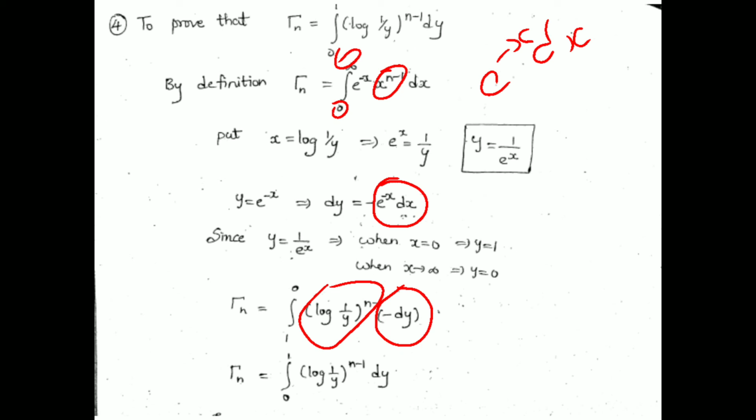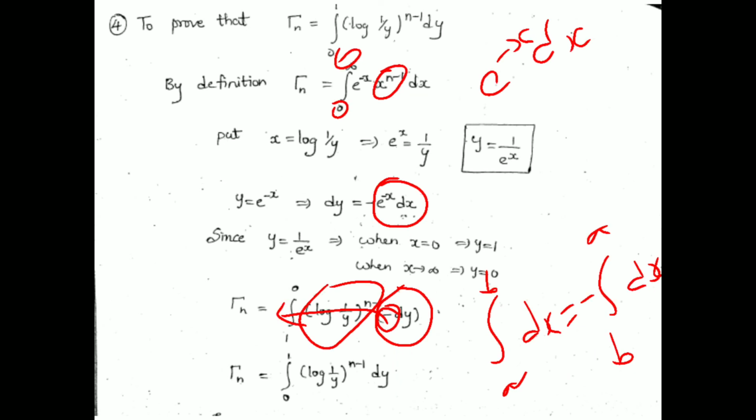And we know that integration of a to b dx is nothing but minus integration of b to a dx. That means if we change the limits, from lower limit to upper limit and upper to lower, the sign would change. So this minus is taken into this integration, so integration from 1 to 0 would become integration from 0 to 1, based on the change of limits property.